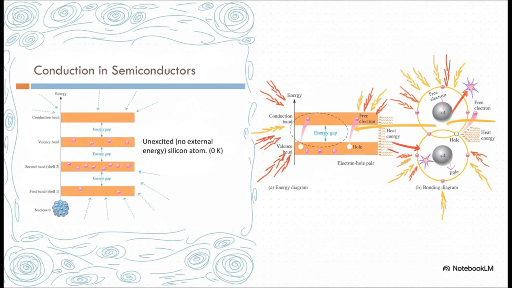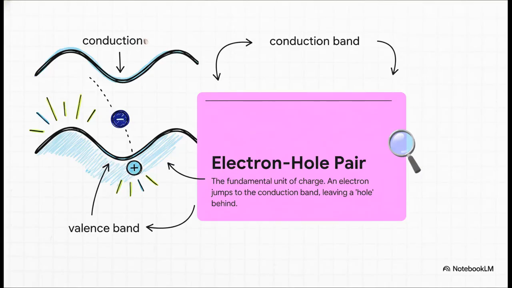It's ready to move. And that one action creates the most important thing in this whole story, the electron-hole pair. When that electron jumps up to the conduction band, it leaves behind a little vacancy. And this isn't just nothingness. This little spot acts like a particle with a positive charge. We call it a hole. So now we have our dynamic duo, the free electron and the hole. These two are the fundamental units of charge we're going to be working with.